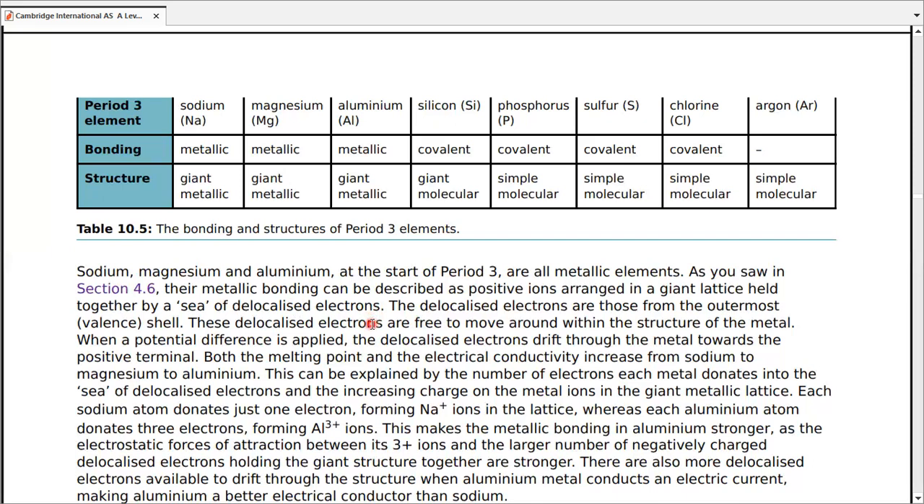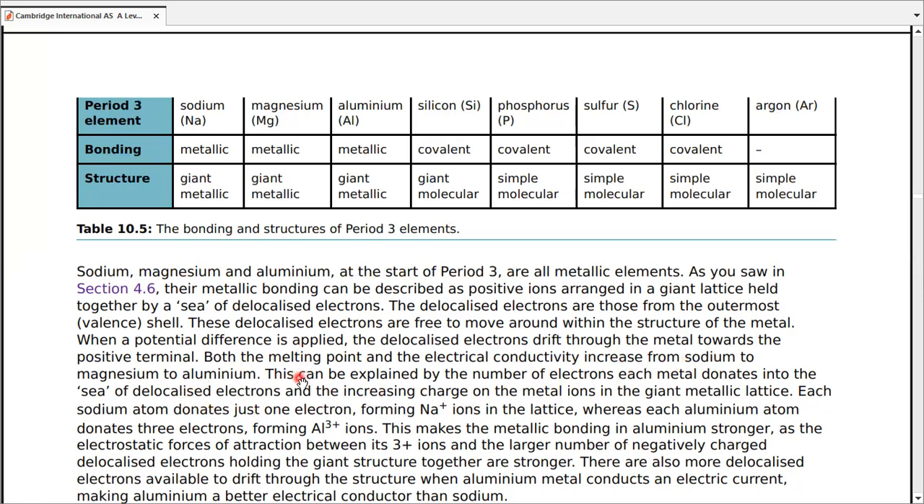So much so that whenever a potential difference, by which he actually means voltage, is applied, the delocalized electrons drift through the material towards the positive terminal with the maximum speed, and that's how they are able to carry the charge, the current, and finally conduct electricity. So both the melting point and the electrical conductivity increase from sodium to magnesium to aluminum. This can be explained by the number of electrons each metal donates to the sea of delocalized electrons.